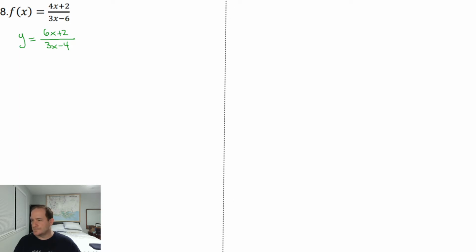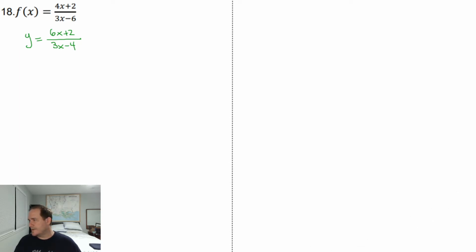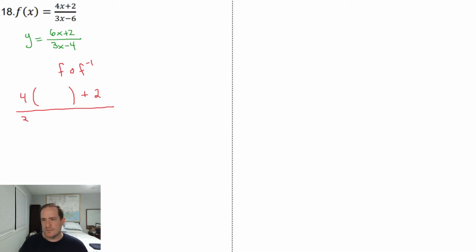Dividing line. On the left, let's do f composed with f inverse. Which means we're cramming the green thing into the black thing, which means we get 4 times the entire green thing plus 2 all over 3 times the entire green thing minus 6. So it's going to be 6x plus 2 over 3x minus 4.